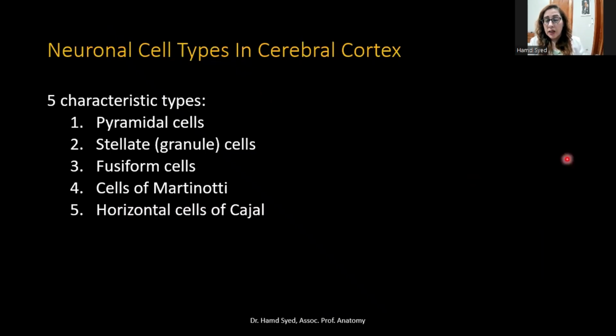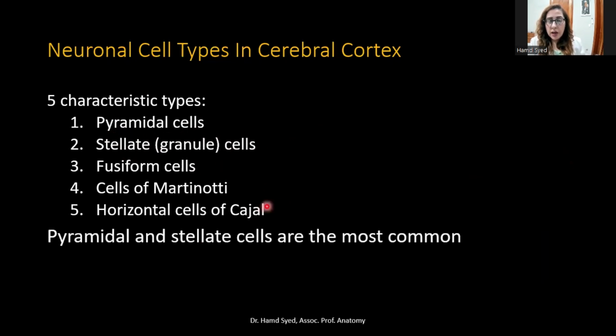So here are the 5 characteristic types of neurons which are present within our cerebral cortex. These are pyramidal cells, the granule, also known as the stellate cells. The word stellate literally means star-shaped. Also, we have the fusiform cells. The word fusiform literally means spindle-shaped. The cells of Martinotti and the horizontal cells of Cajal.